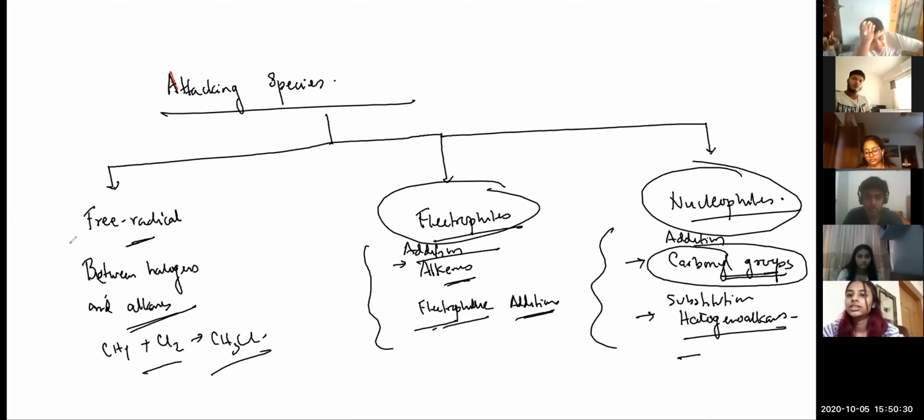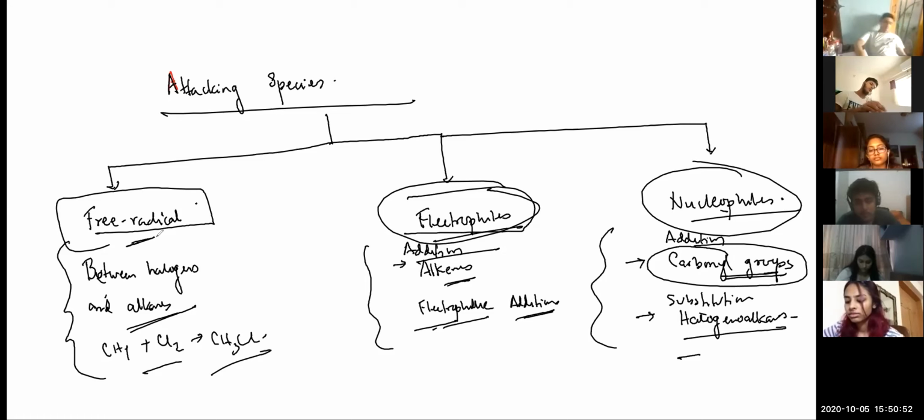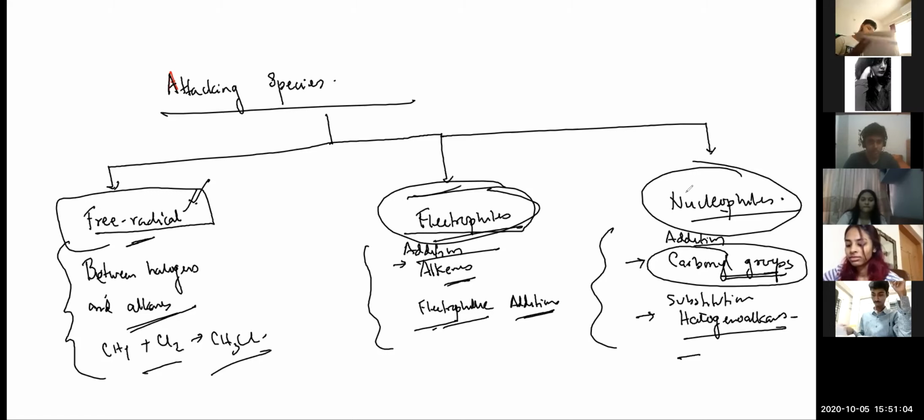But before we go into this, your book is very straightforward, they have written it out. So before we go into that, we will clarify the concepts of electrophiles, nucleophiles, and free radicals. Free radicals, we have already discussed how they are formed. We'll discuss further about free radicals again, but for the time being, we'll study electrophiles and nucleophiles.